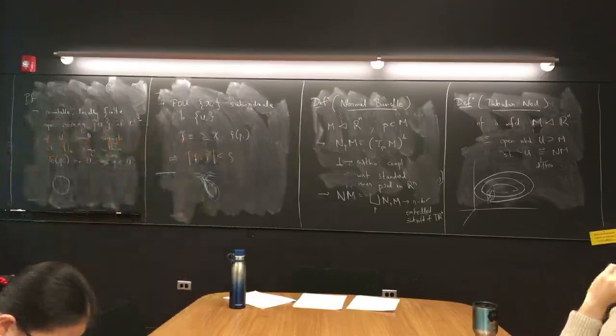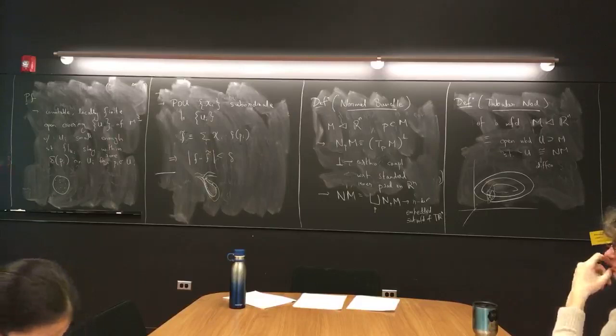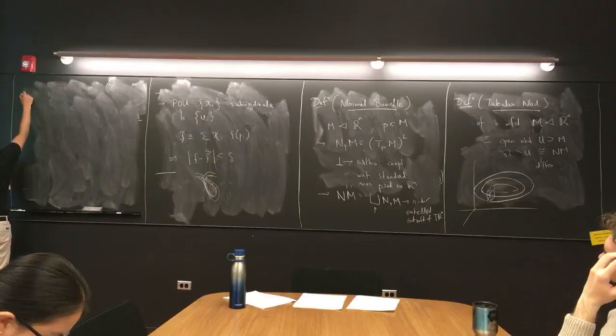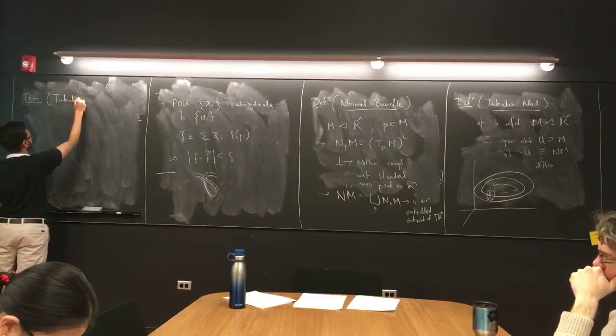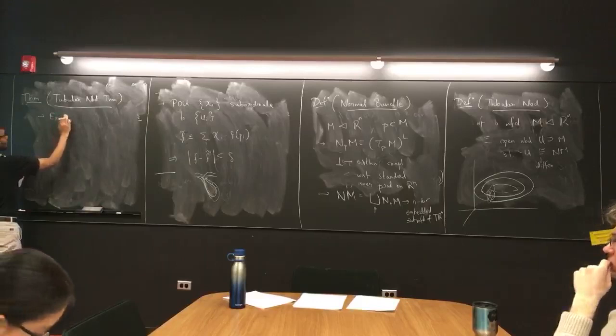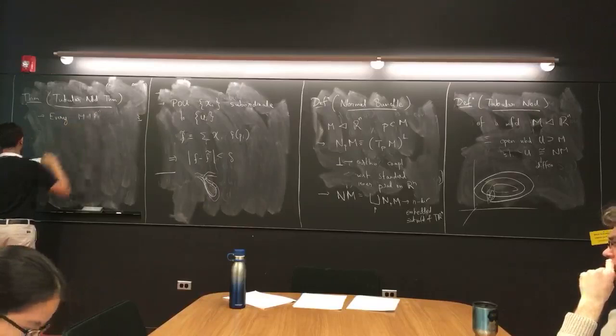Yeah, I mean, because M is embedded into Rn, you'll always have... Well, that's the next theorem. All right. Then we have a theorem which guarantees us that a tubular neighborhood always exists. For obvious reasons, it's called the tubular neighborhood theorem. And the statement is that every embedded submanifold M of Rn has a tubular neighborhood.